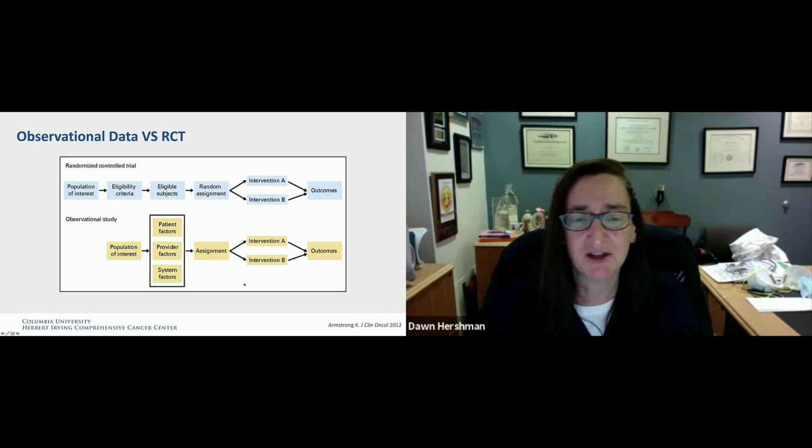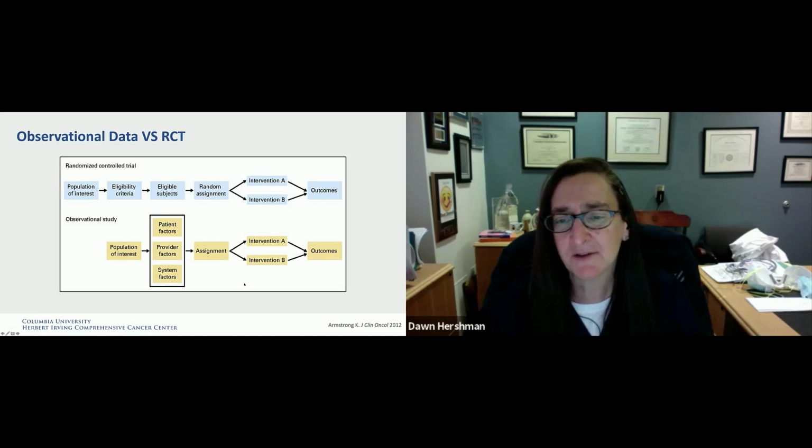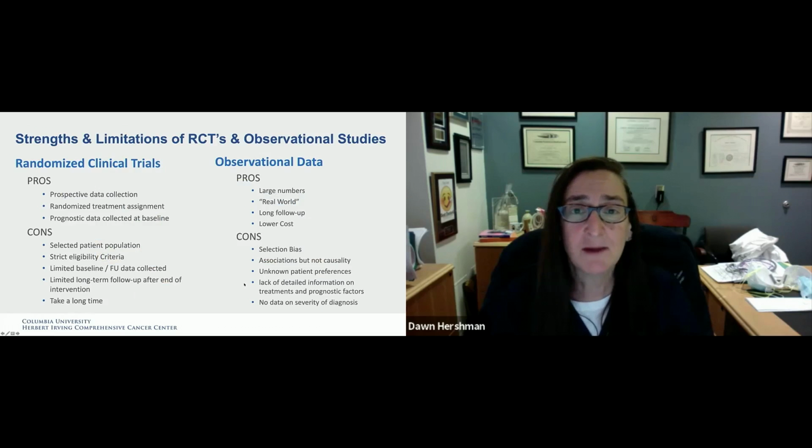And we use patient factors, provider factors, and system factors, as well as other factors to try to control for confounding, to help us understand what the differences in real world populations may be between intervention A and intervention B. So randomized clinical trials and observational studies have advantages and disadvantages.